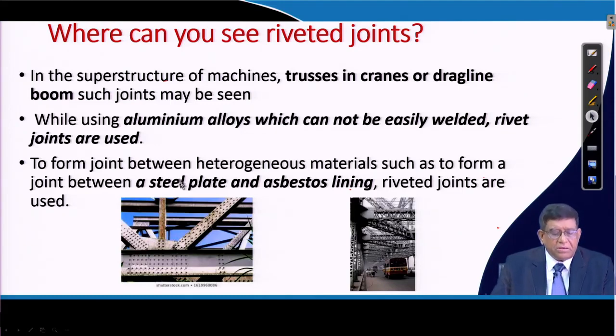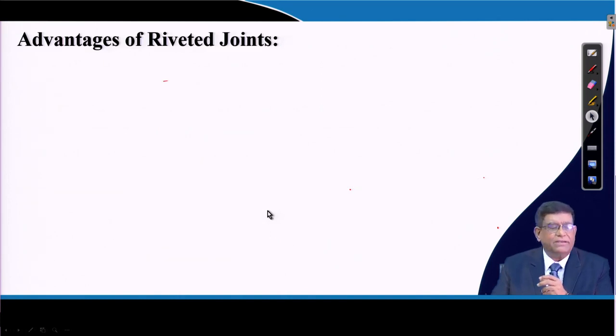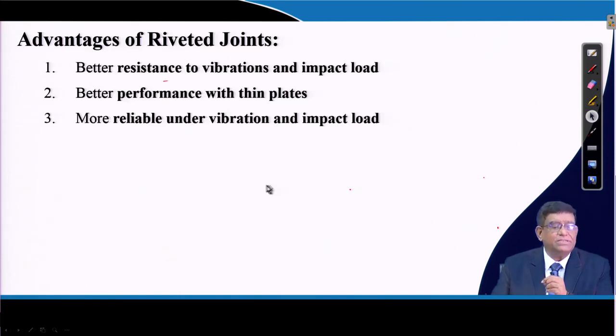You cannot weld plastic sheets to a steel plate, or a steel plate and an asbestos sheet. When such mixed materials are to be joined, there is a special type of welding done; but when that special welding is not available, they can also be riveted. So, riveted joints have better resistance to vibrations and impact load, better performance with thin plates, and are more reliable under vibration and impact load.